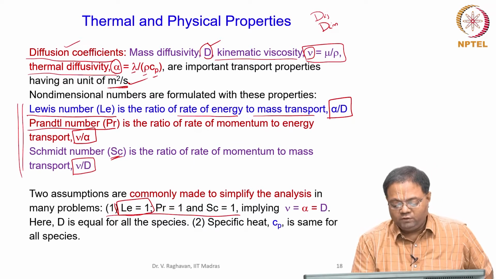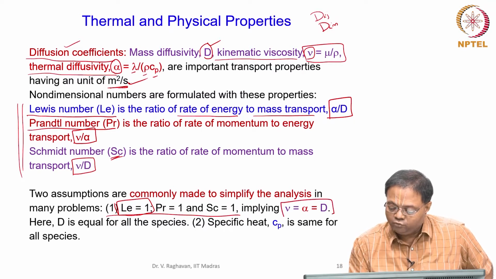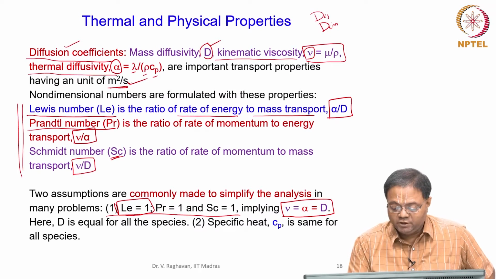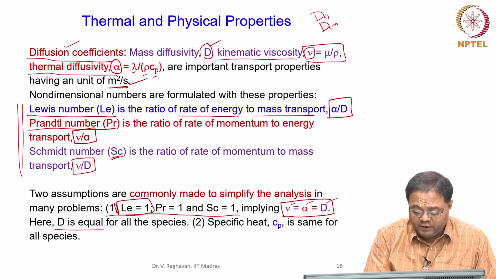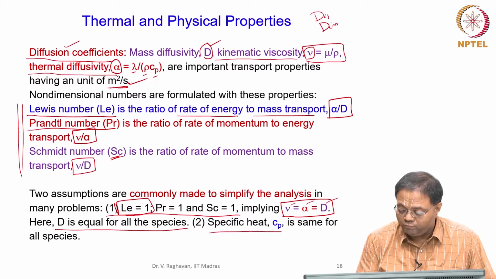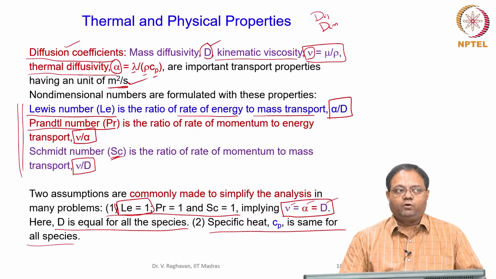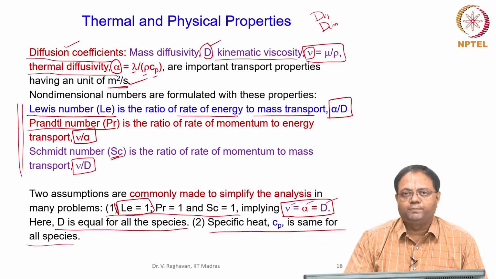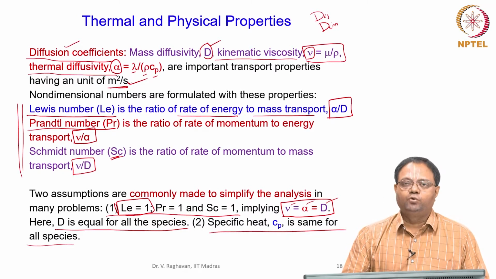When you assume all three non-dimensional numbers are unity, then what we actually assume is that the diffusion coefficients for mass, momentum and energy are the same, that is D, alpha and nu are the same. So, D is equal for all the species. We also assume that the specific heat is the same for all the species in several simplifying approaches. When you want to do a comprehensive analysis, we vary all the properties as a function of temperature and arrive at the mixture property by using some mixing rules.